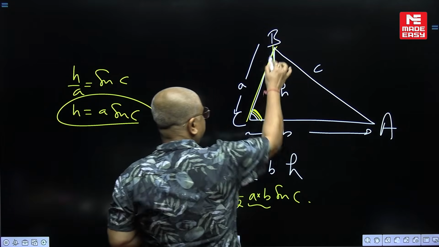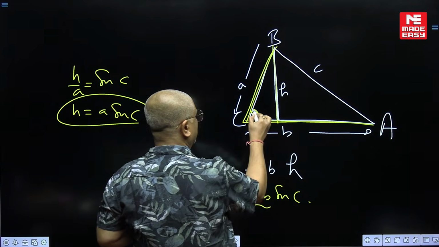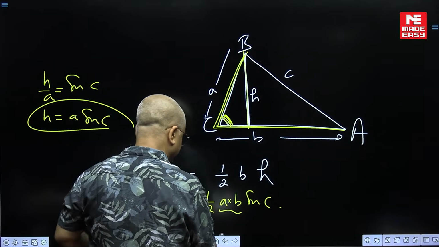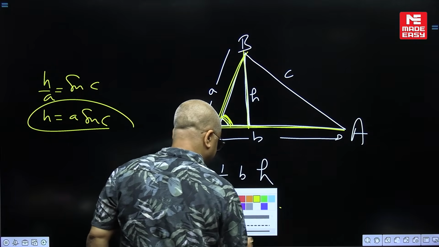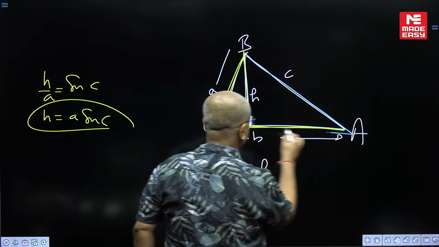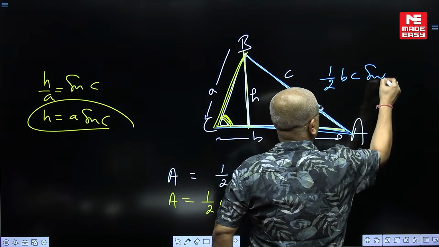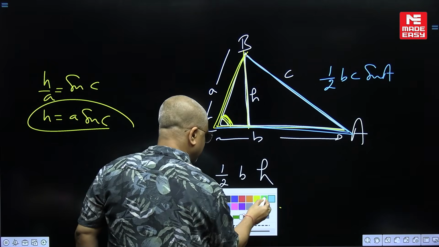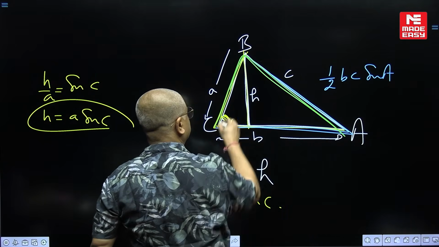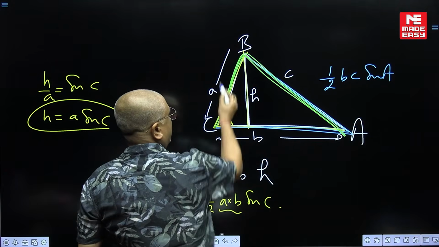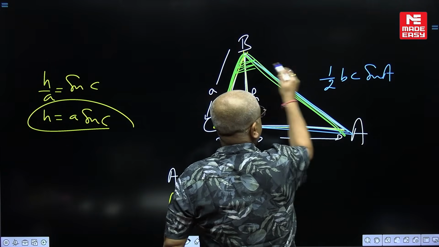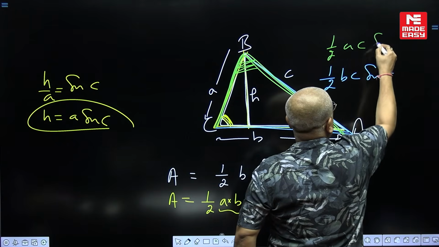So if we are taking sides A and B, the inclusive angle will automatically become C, and in a very similar way the area can be manifested in 3 different ways. So we have here half BC sine of angle A, and in the same way we can say the formula can be manifested as half AC sine of angle B.